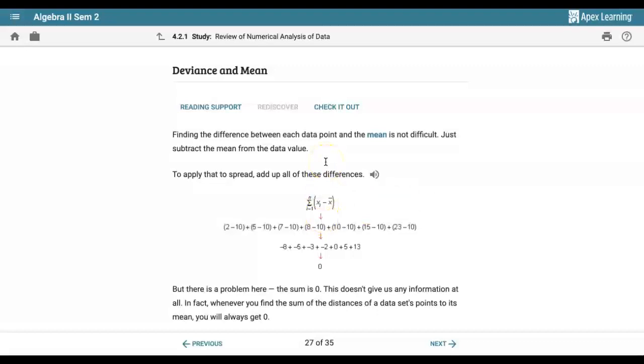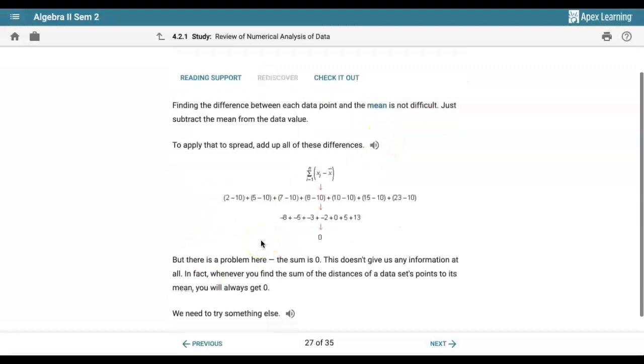We can find that difference, and we can add all of those differences together. So how far is each of those points away from our mean value? What we can do here is write it as x1 minus x bar, and remember, x bar stands for our mean. So if we look here, all we're doing is that we have 2 minus 10, and then we're adding that to our 5 point minus 10.